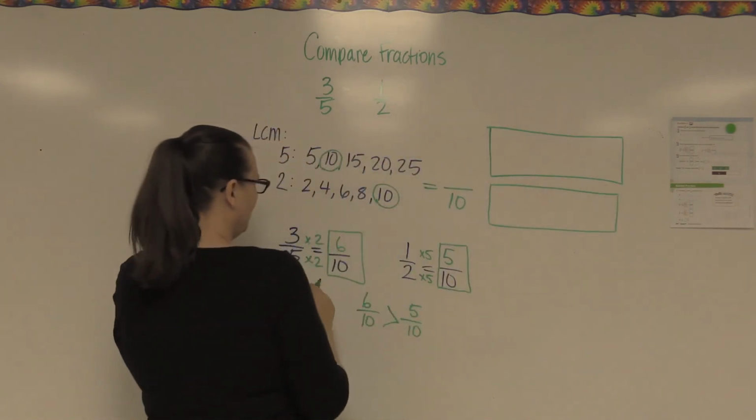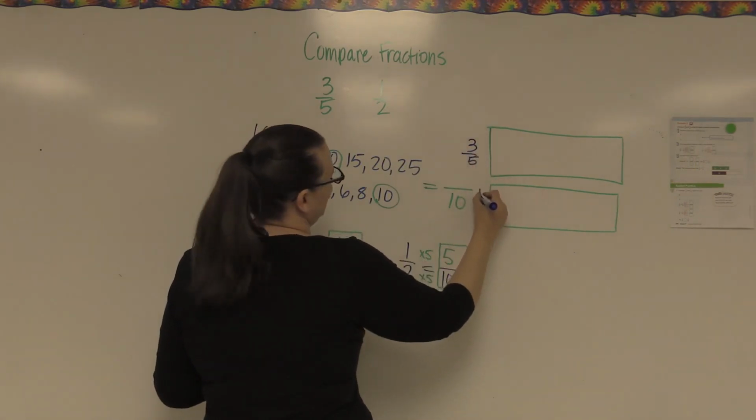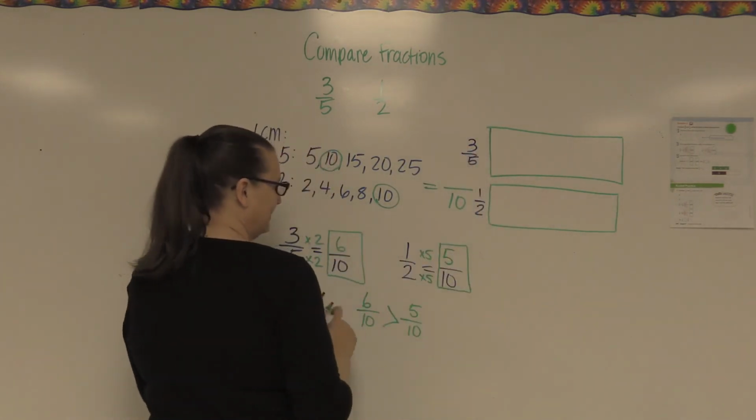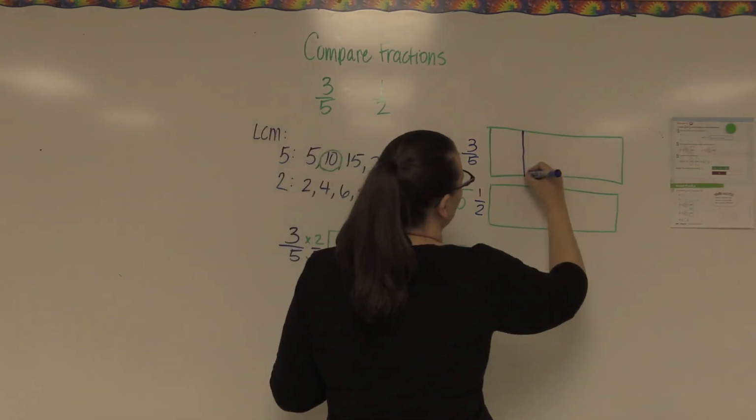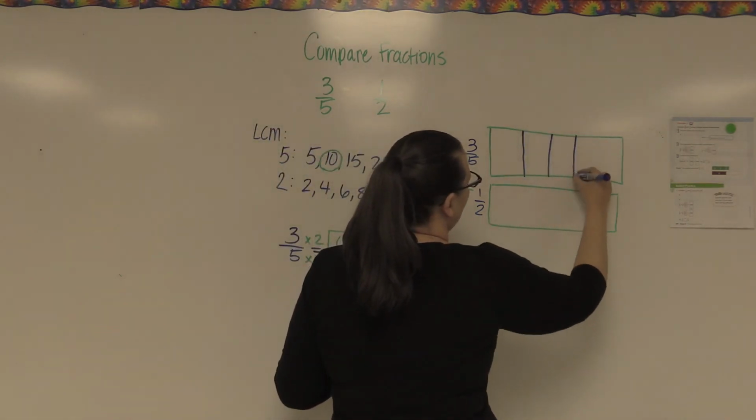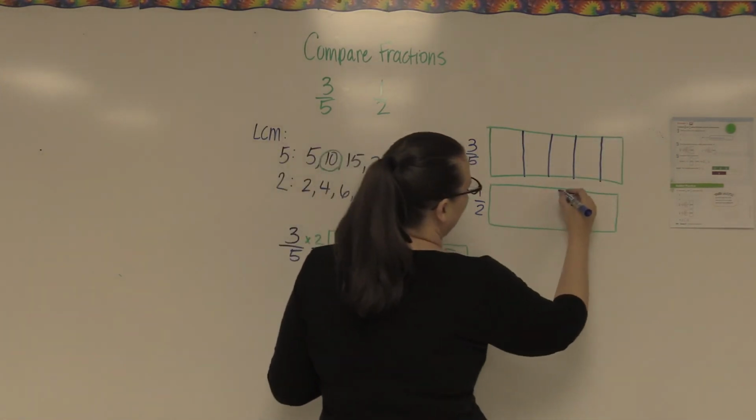If we go back to the original fractions, the first one was 3/5. This one was 1/2. Let's show that. So because this is in fifths, we have to split it up into 5 pieces. 1, 2, 3, 4, 5. This one is going to be split right in half.